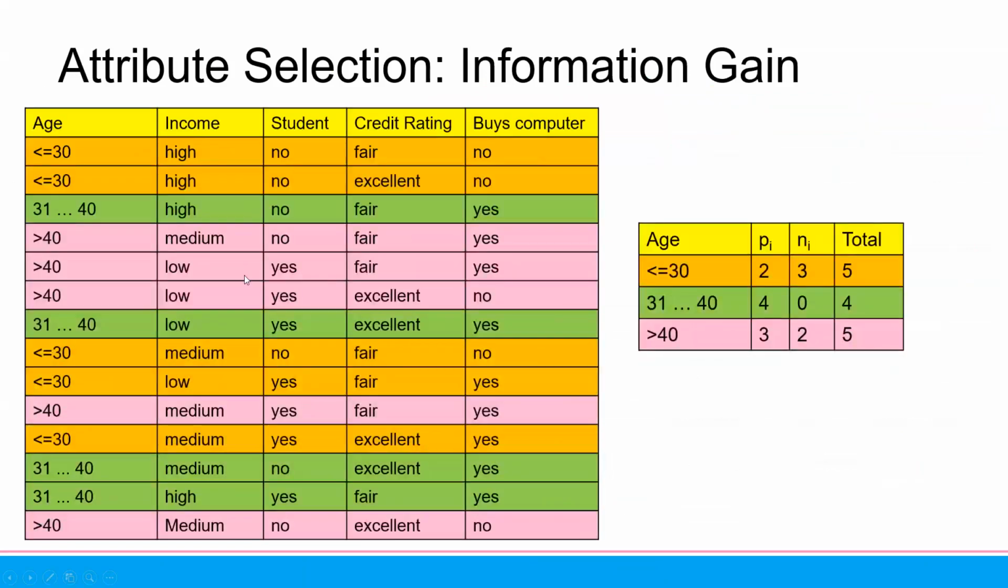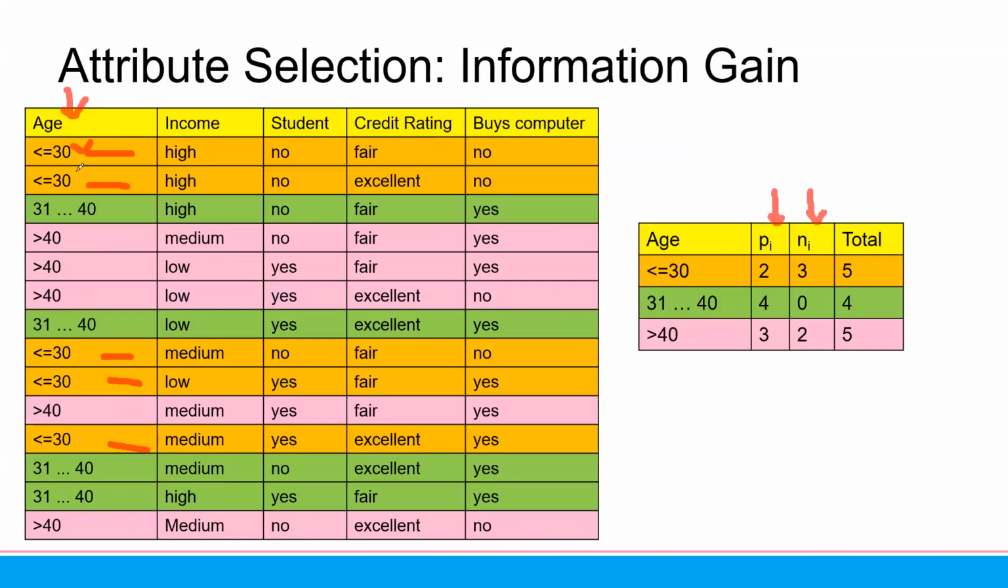Next, we want to select the attribute. What is the most possible attribute, or what is the most important attribute? Let's use the age information. The orange color is age under or equal to 30. So I want to check how many P and how many N.